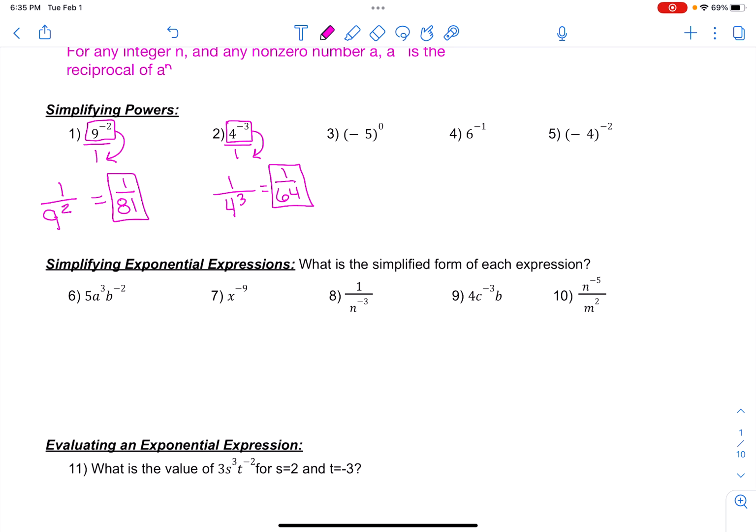For number 3, we have negative 5 to the 0 power. Remember, anything to the 0 power is just 1. Does not matter that it was negative 5 in there. That 0 just makes it a 1. You can test this in your calculator, and it will give you the same answer.